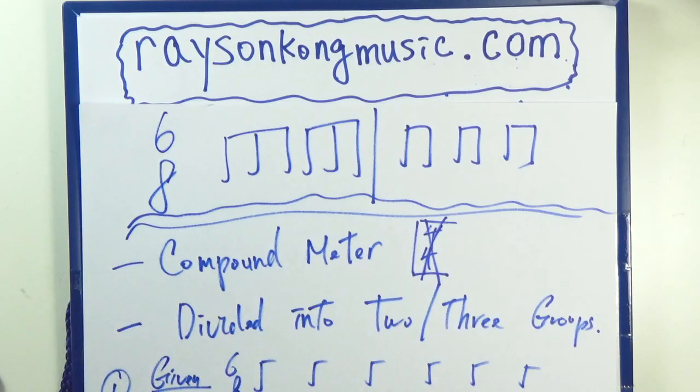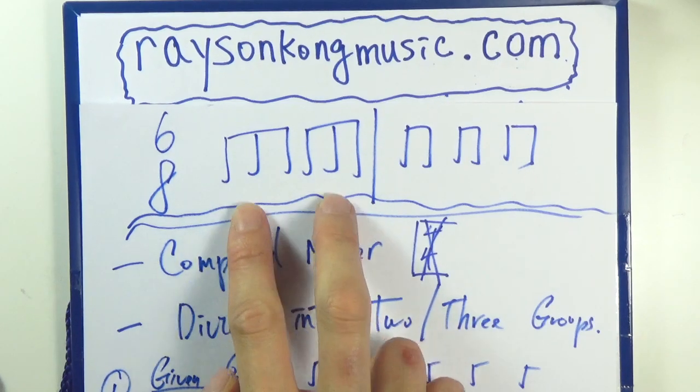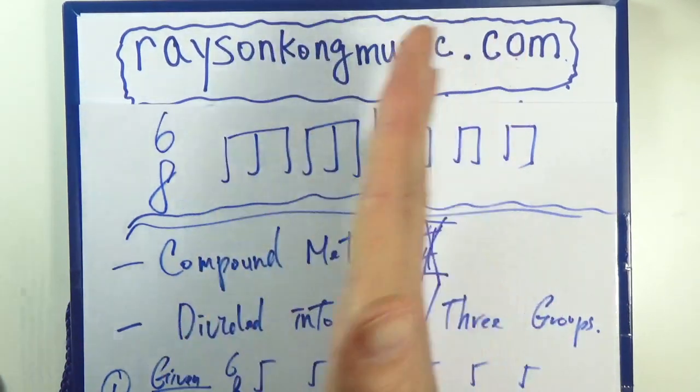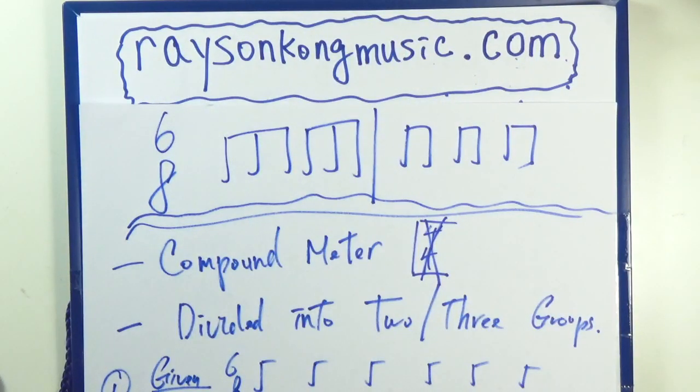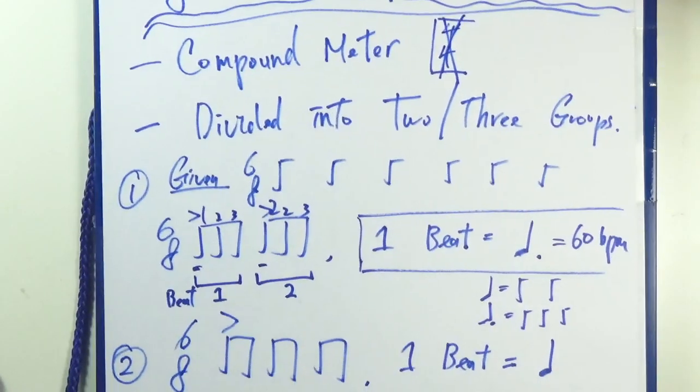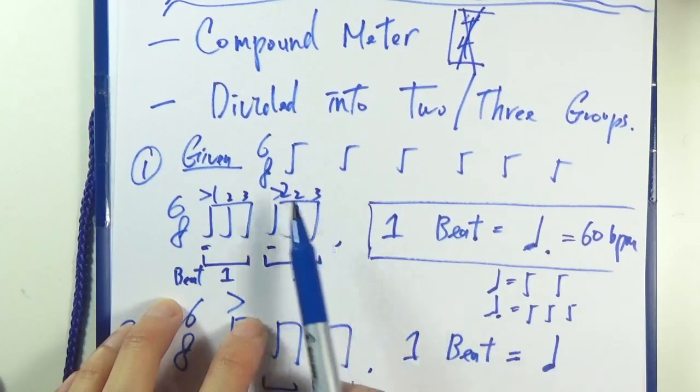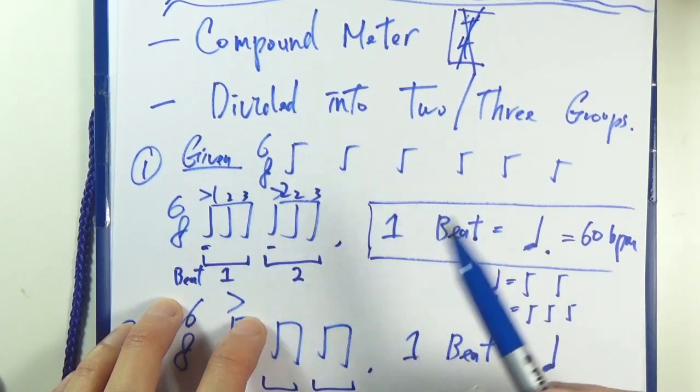So 6/8 can be divided into groups of 2 or groups of 3. So there are 2 ways. So let's take a look at the first group, the first case. Okay. So given 6/8, there are 6 eighth notes.